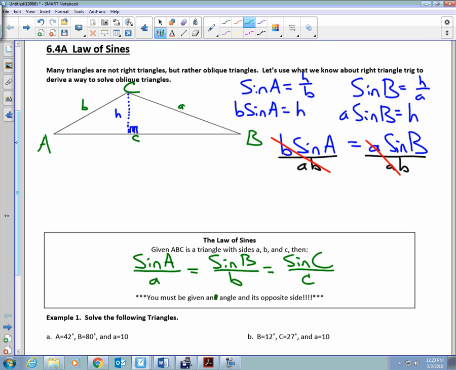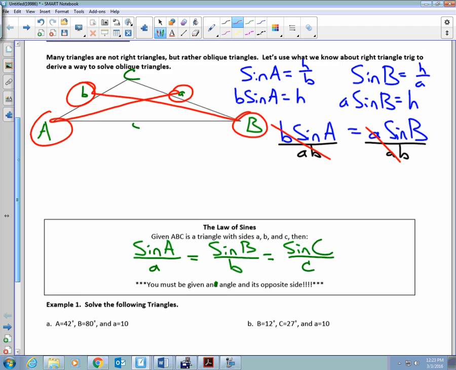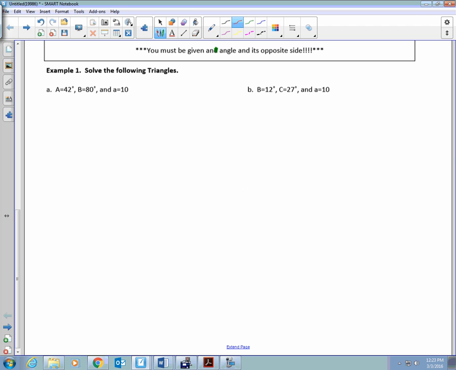So as you look at this drawing here, I was able to eliminate the H, and you want sine of A divided by A, and sine of B divided by B. So you want angles and their opposite sides in this scenario. This will become our resource to be able to solve oblique triangles. To go to the first example, solve the following triangles. And when it says solve, it means find A, B, C, little a, little b, little c.